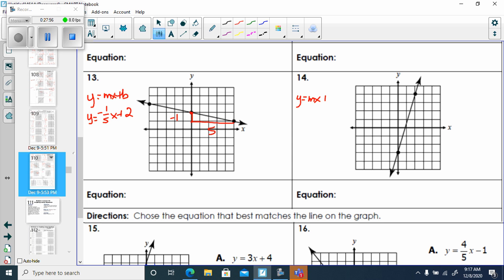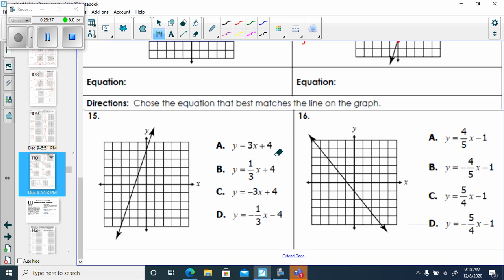Y is equal to mx plus b. Let's find our b. B is where we begin on the y-axis. It's at negative 1, 2, 3. Your b is at negative 3, so it's plus negative 3. Let's find our m. M is rise over run. So we went over 1, 2, 3, 4, 5, 6, 7, up 7, and over 2. Our slope is 7 over 2. We don't have to say plus a negative. You could say y is equal to 7/2 x minus 3, okay?